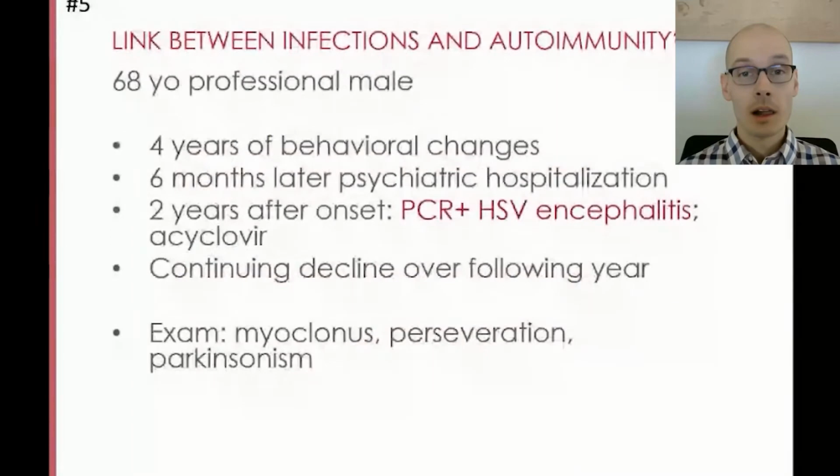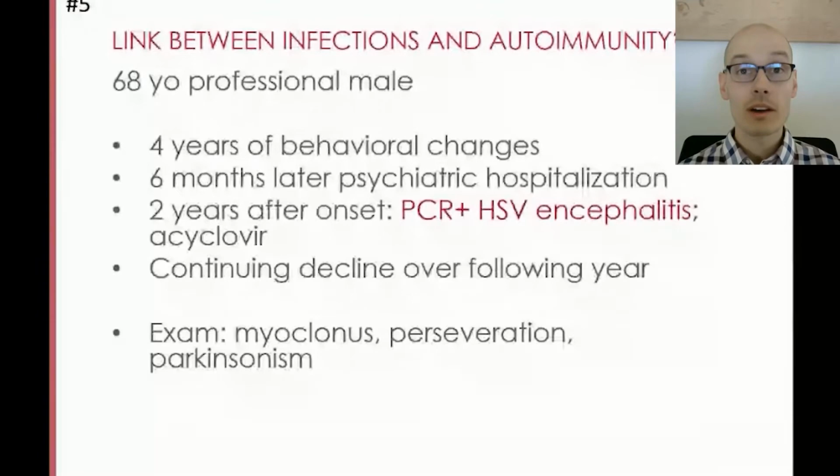Now, what about infections and autoimmunity and autoimmune encephalitis? Well, certainly that's on the differential diagnosis for autoimmune encephalitis. Now, in this case, a 68-year-old gentleman had 4 years of behavioral changes, and 2 years after the onset of those was hospitalized for HSV or herpes encephalitis, treated adequately at that time. However, over the next year, there was a continuing decline in terms of personality, and when actually seen at the University of Utah, the exam showed myoclonus, perseveration, Parkinsonism, so definitely something was wrong.